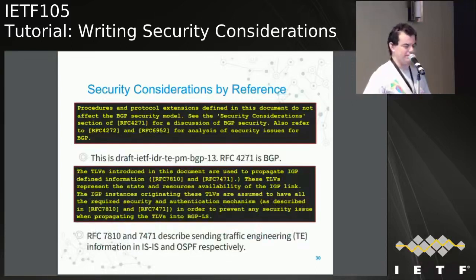RFC 7810 and RFC 7471 describe sending the same traffic engineering information in ISIS and OSPF respectively. So these are two different routing protocols, and they already had defined the traffic engineering extension, and now we're taking the same traffic engineering extension and sending it over BGP. So all of the security considerations are the sum of BGP issues and the traffic engineering in ISIS and OSPF issues. Is that a valid claim to make?